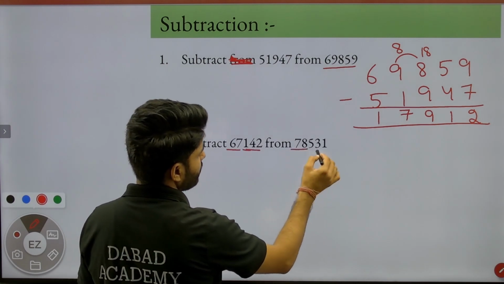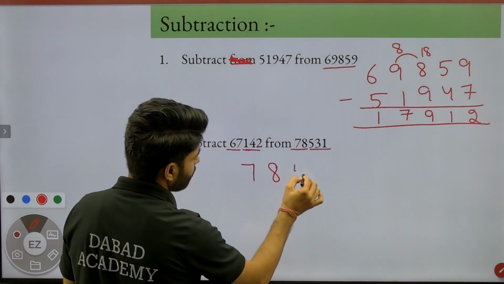In the same way, we have to subtract 67,142 from 78,531. So first we have to write 78,531.